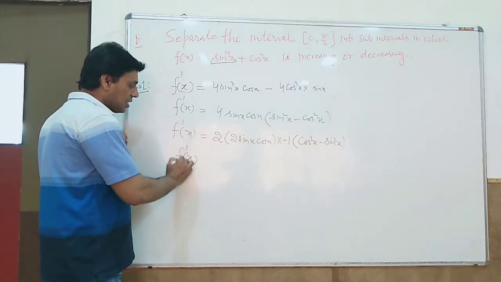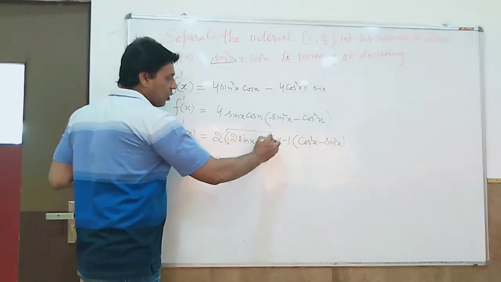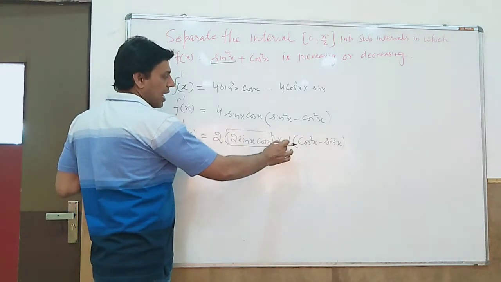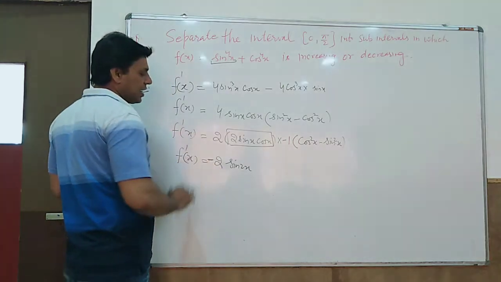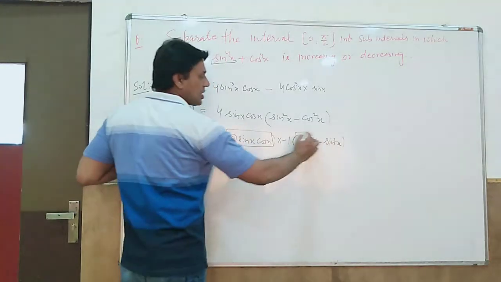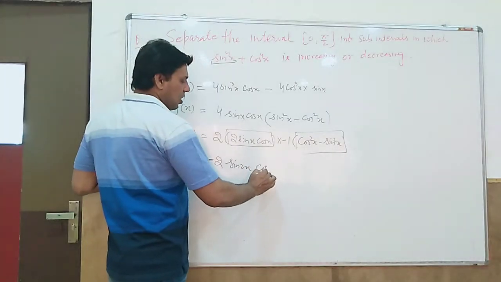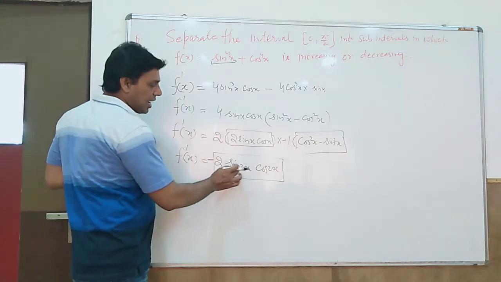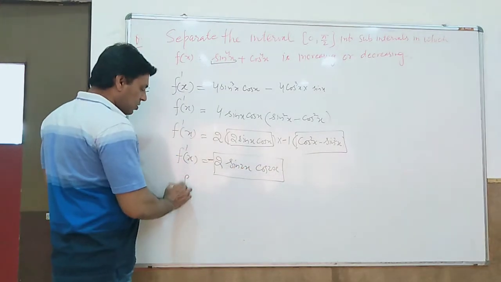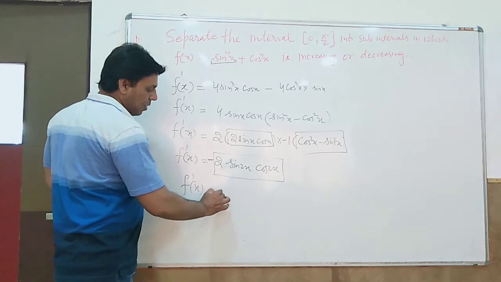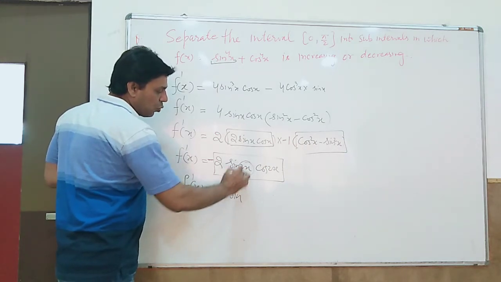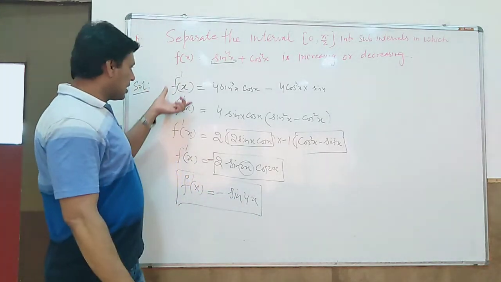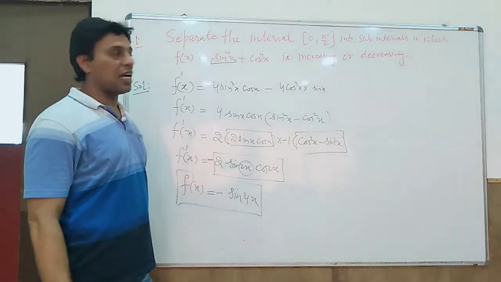Now f dash x is equal to twice. You know the formula of 2 sine x cos x, that is sine 2x, and multiplying by minus 1, this becomes negative. Then cos square x minus sine square x is again a formula, cos 2x. Now we can apply another formula, 2 sin a cos a is sin 2a. So we get minus sin 2a with a as 2x, which is sin 4x. So the differentiation of this function is minus sin 4x.